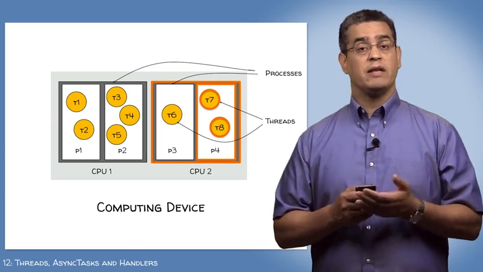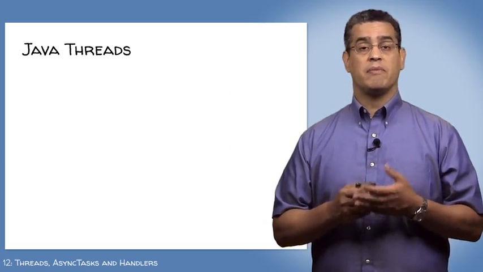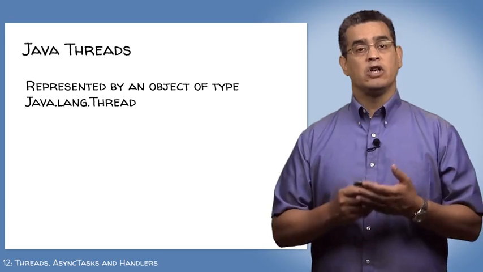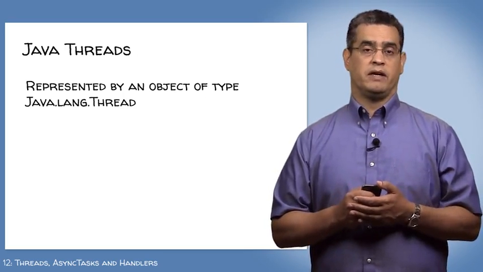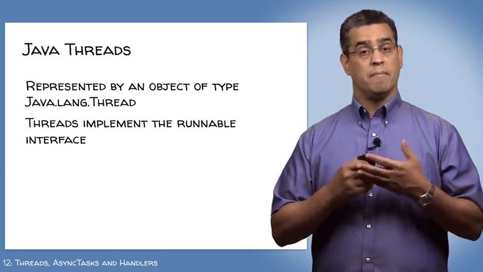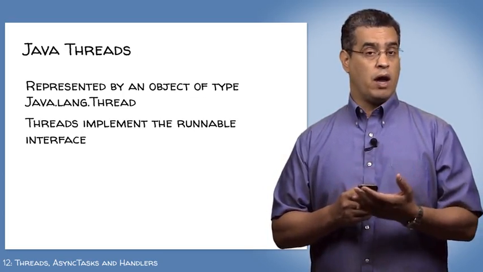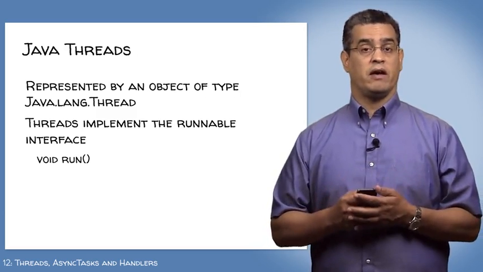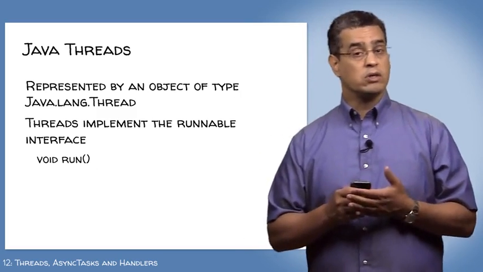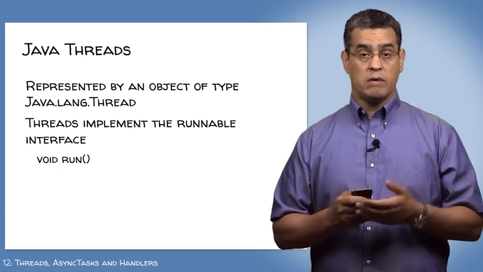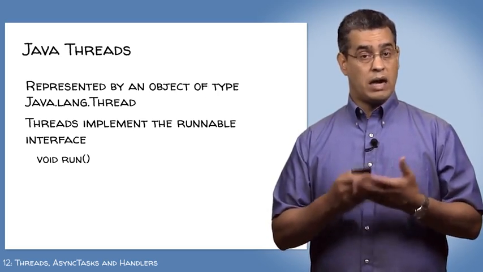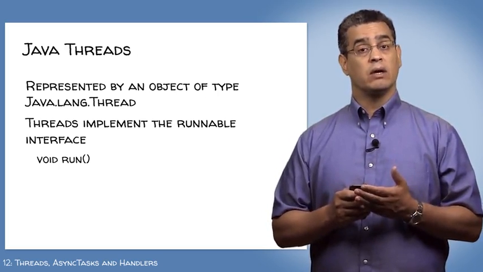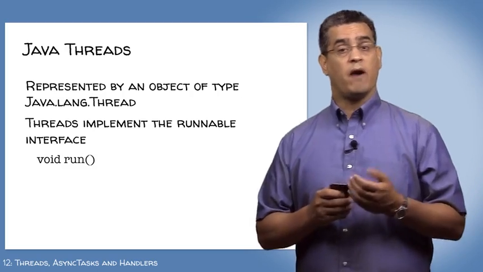In Java, threads are represented by an object of type Thread in the java.lang package. Java threads implement the Runnable interface, which means that they must have a public method called run that takes no arguments and that has no return value. Now, for this course, I'm assuming that you've already learned about Java threads and that you know how to use them. However, if you need a refresher, please take a look at the concurrency tutorial at the following URL.